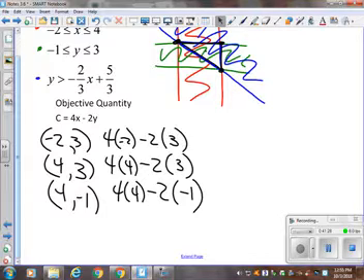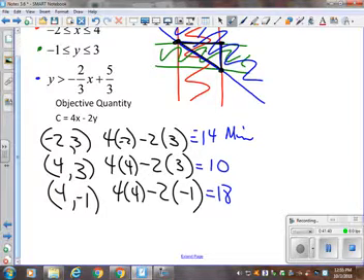So, what are you getting for the first answer? What are you getting for the second one? What are you getting for the third one? 18. So this is the min, and this is the max.